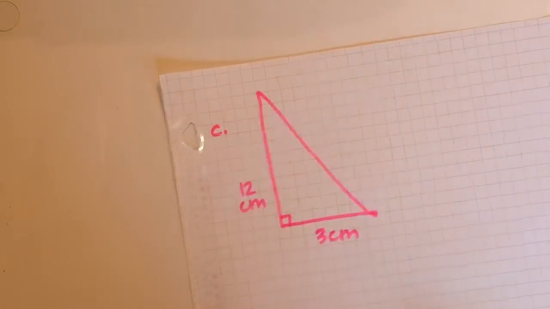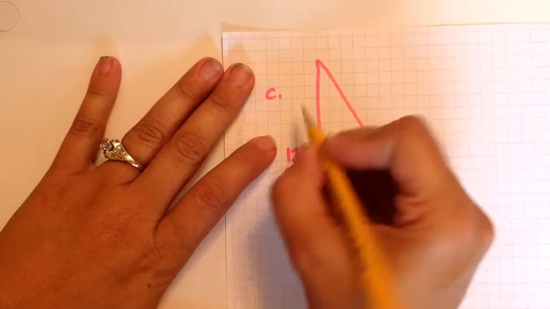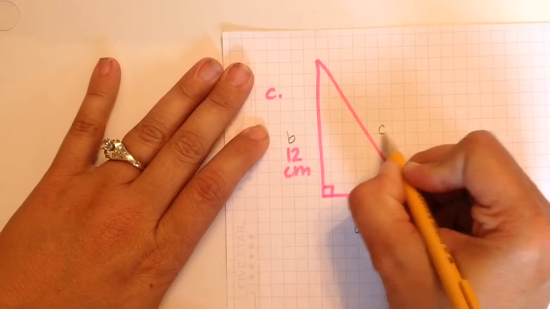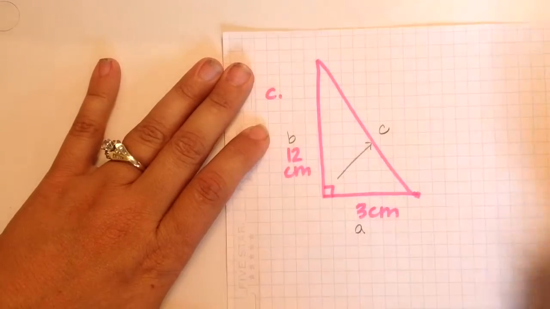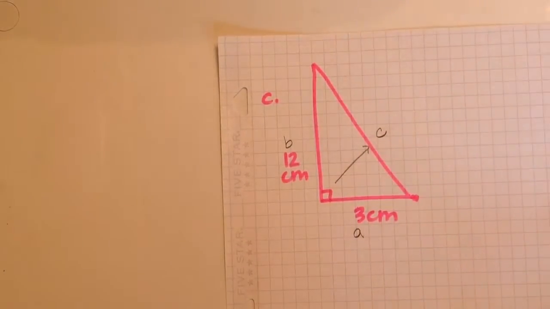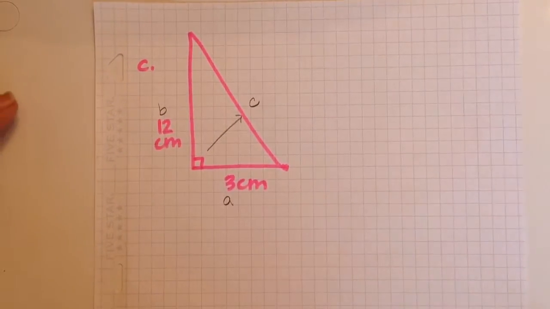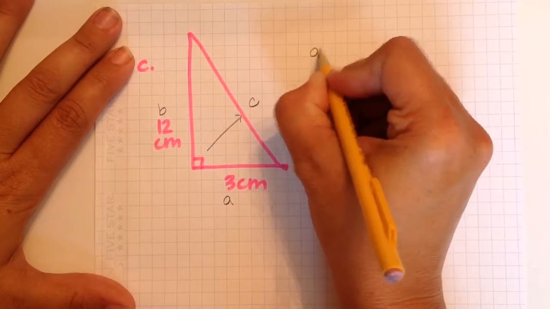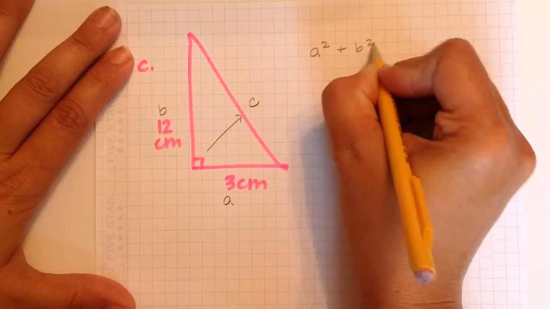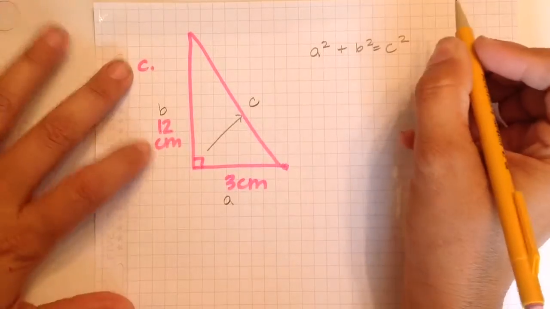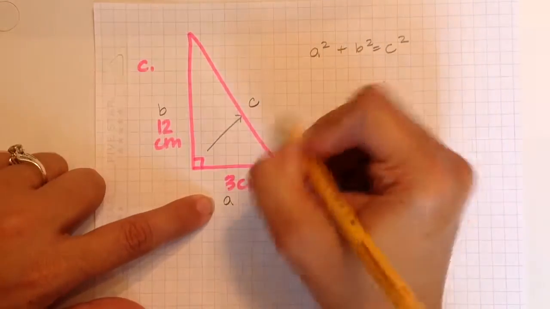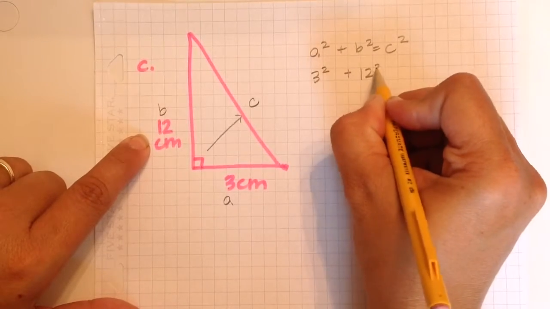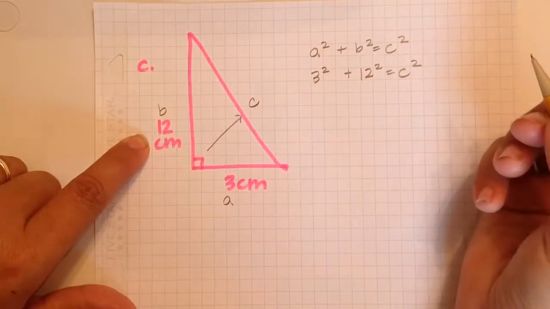Alright, let's work one more. I'm going to label this one A this time, and this one B, and this one C. C is always across from the right angle. It's called the hypotenuse. It's always straight across from the right angle. So this is A squared plus B squared is equal to C squared. Here A is 3, so 3 squared, B is 12, is equal to C squared.